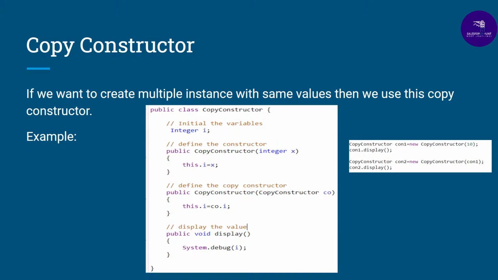If we want to create multiple instances with the same value, then we will use the copy constructor. Okay, so with multiple instances, we want to pass only the same value again and again. So how to do that? Here you can see a copy constructor example. Under init you can see all these things, right?